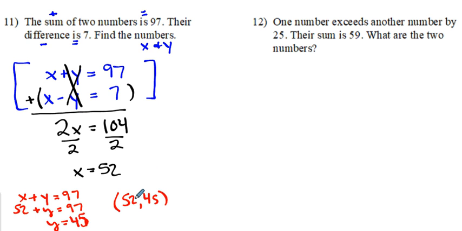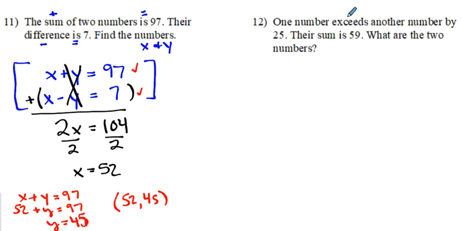Okay. So let's think about it. 52 plus 45, the sum of those numbers is 97. Check. And then 52 minus 45 is 7. Check. So it fulfills both requirements. Those are the two numbers. But this, it's kind of like a riddle that it asks us to solve. On to the next one.